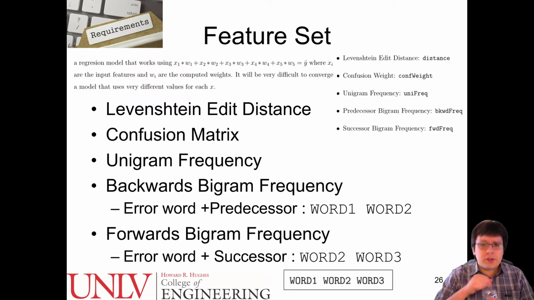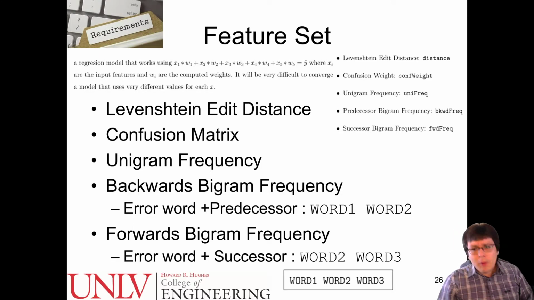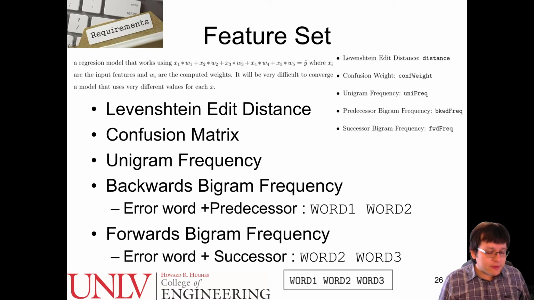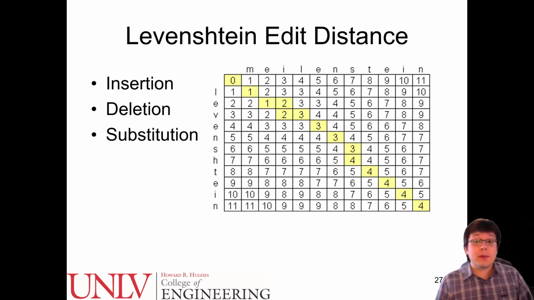let's jump right into what our features are that we're going to throw into the SVM. We're trying to correct misspellings, OCR-generated errors in a way. One of the important things we want to know is how close the wrong word is to the correct word, and that's our Levenshtein edit distance. How do we convert one word into the other, the wrong word into the potential candidate?